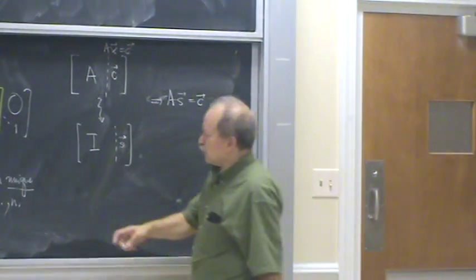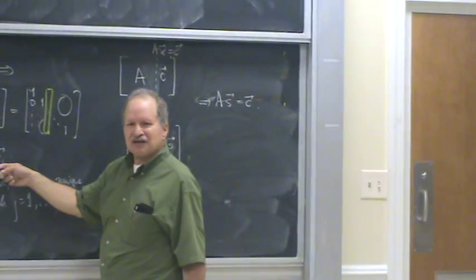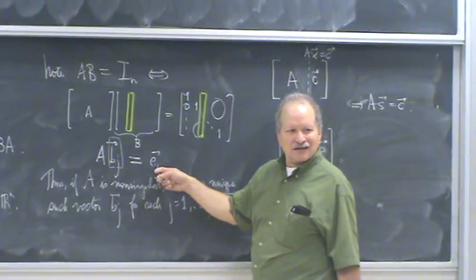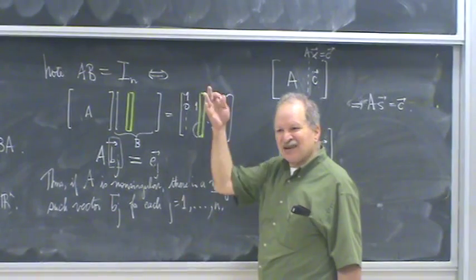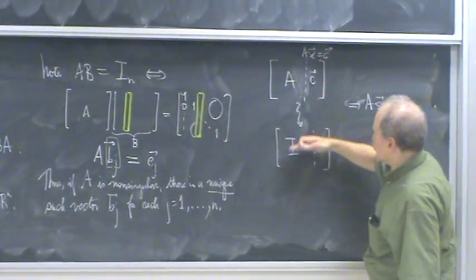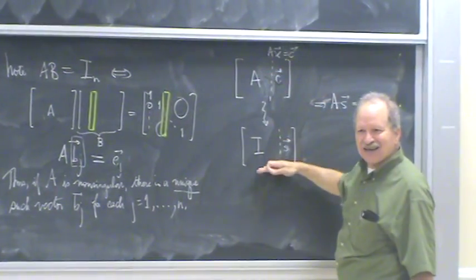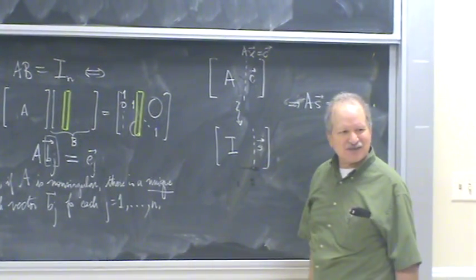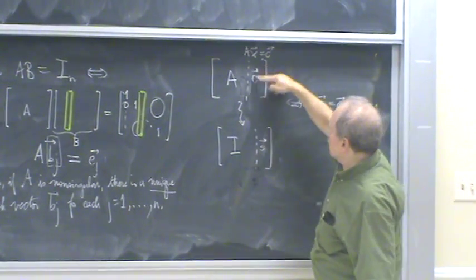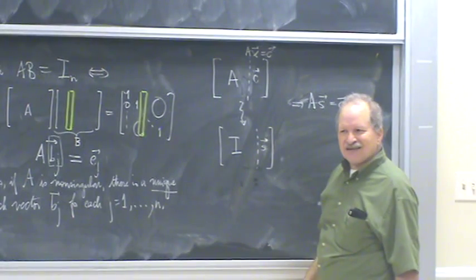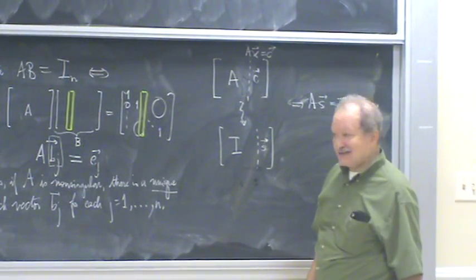I want to do that for each of the standard basis vectors. That means I have to do n different row operations, turning A into the identity n different times, just having different right-hand sides. That sounds tedious. Do it with the generic.